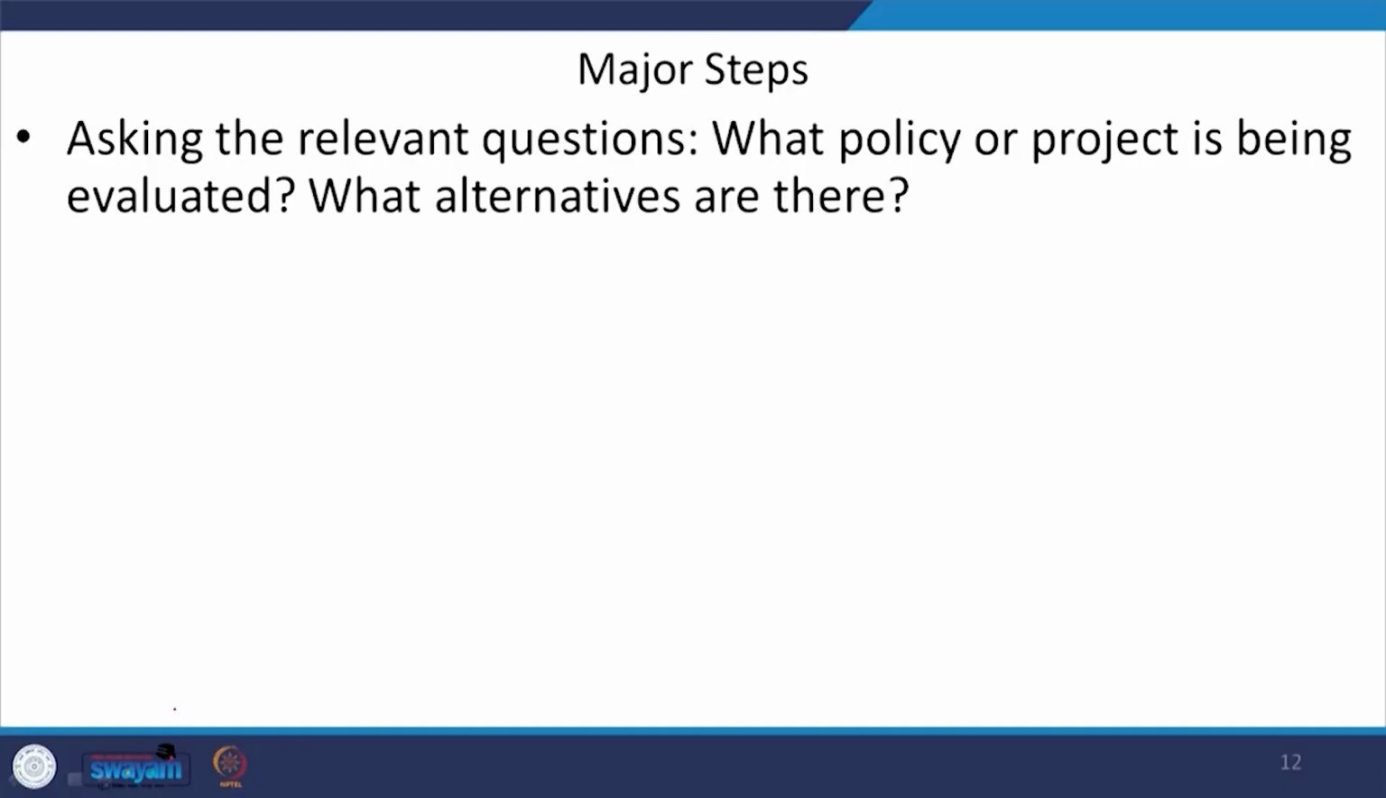Okay. So, now let us have a look, if we have to apply or practice it, what would be the major steps we need to follow. For the practical applications of the benefit cost analysis, we need to follow certain steps. For the first one, we need to see whether a particular policy or project in discussion that is to be evaluated is really needed at this point of time.